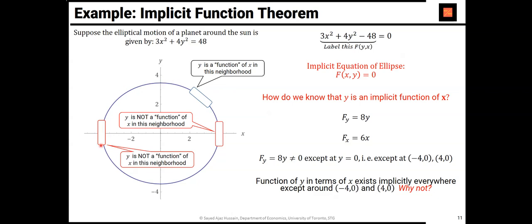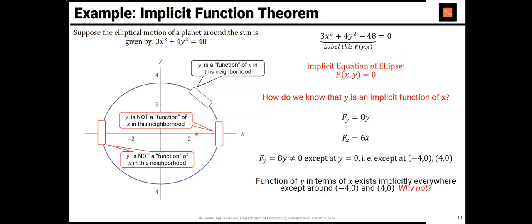Here's an example. Supposing that there's a planet that goes round and round around the sun. And now let's say the equation of this planet's motion is given by this elliptical equation, 3x squared plus 4y squared is equal to 48. Right? So let's bring this over here. I'm going to call this left-hand side f(y, x). So now what you have is an implicit function of y and x is equal to 0.